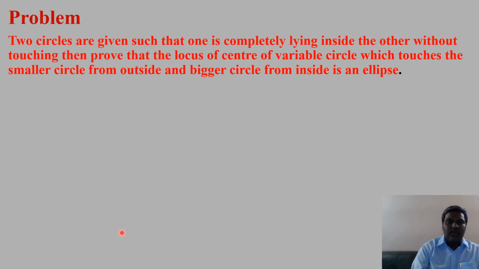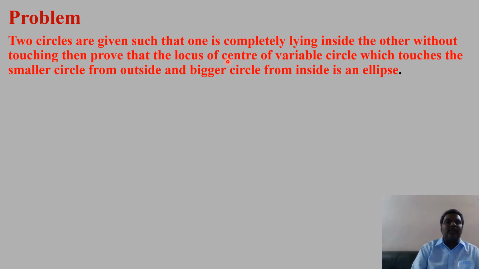Then what you have to do? We have to prove that the locus of the center of a variable circle which touches the smaller circle from the outside and the bigger circle from the inside is an ellipse. This is your target. 2 circles are given to you. One is completely inside of the other. They are fixed circles. They do not touch each other.